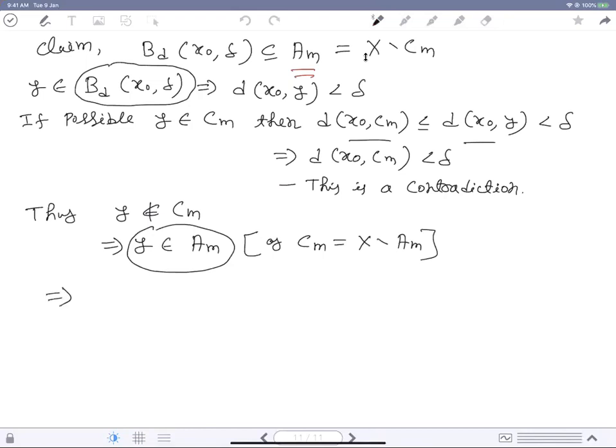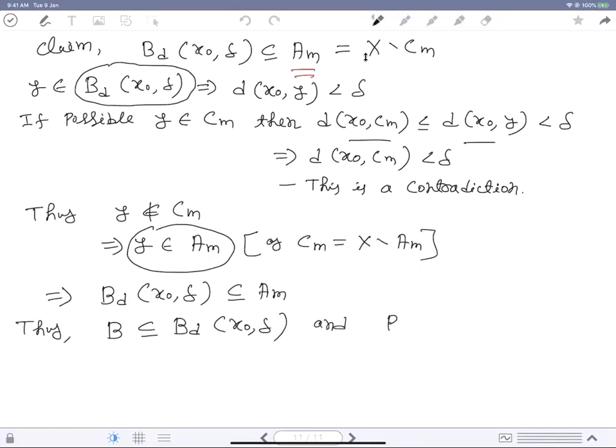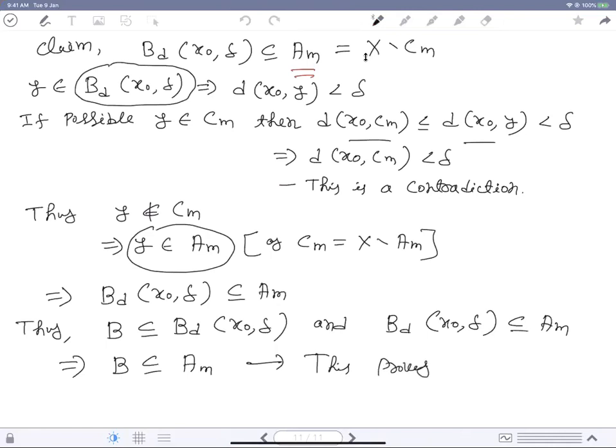Now that implies this ball is a subset of Am. Thus B, we have already proved, is a subset of this ball, and this ball is a subset of Am. Therefore B is a subset of A. Now this is the final answer. So this proves the lemma.